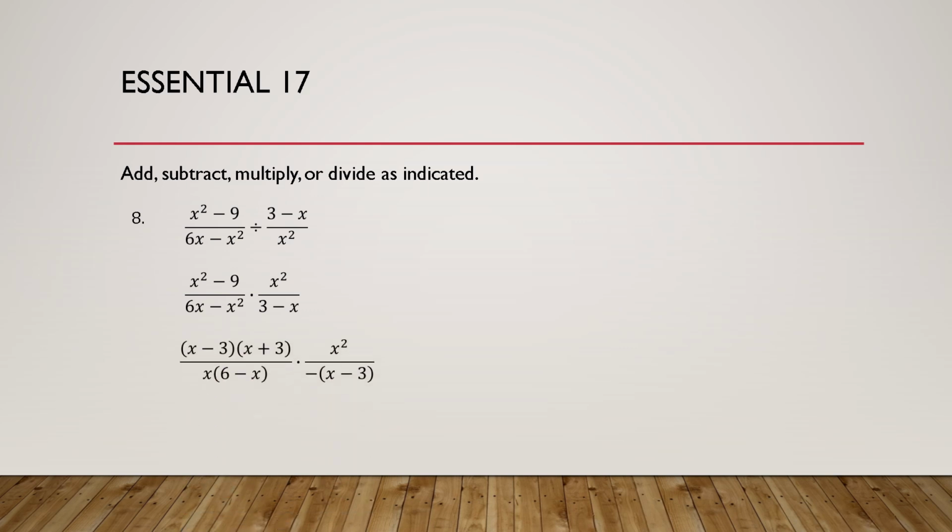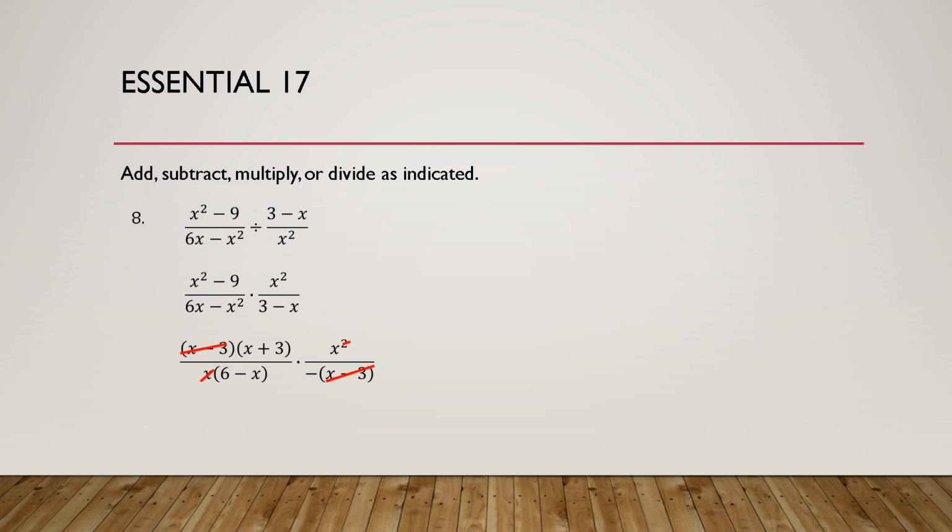The numerator in the first term can factor into x minus 3 times x plus 3, and an x can factor out of the first denominator. The second denominator may not factor using a common variable or integer, but by factoring out a negative 1, the term now matches the x minus 3 term in the first numerator, and the two can cancel. The factored x in the first denominator can then cancel with one of the x's in the second numerator.